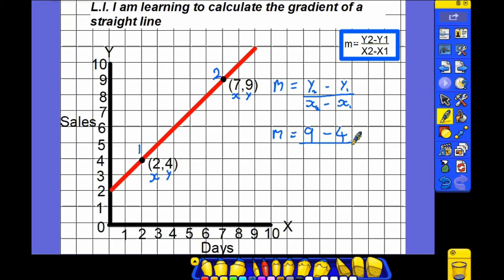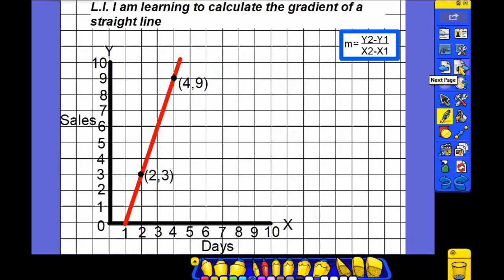And we're going to divide that by x2. Well, here's coordinate 2, and here's x. So 7 minus x1. Well, here's coordinate 1, here's x. So it's going to be 7 minus 2. Resolving that then, 9 minus 4 is 5. We're dividing that by 7 minus 2, which is also 5. Oh, that's curious. 5 divided by 5. Well, that's actually quite easy, isn't it? In this case, m equals 1. And that makes sense based on what we said earlier. We noticed that for every box along on the x-axis, we appear to be going up one box on the y-axis. So it's along one, up one, along one, up one, along one, up one. So that is why we have a gradient or steepness of 1.